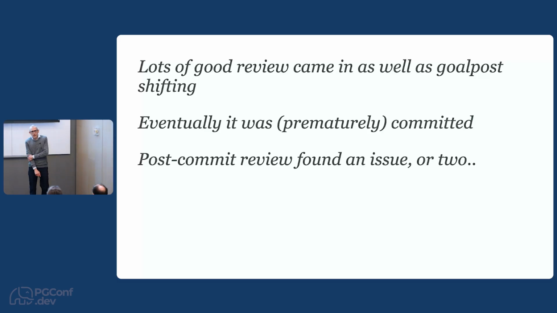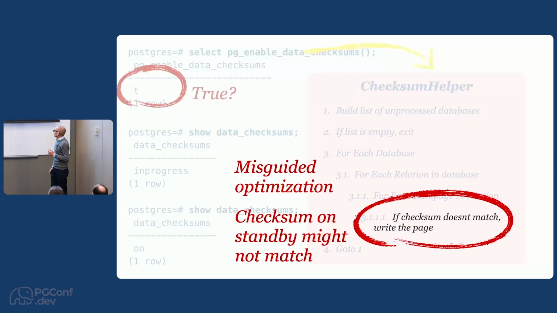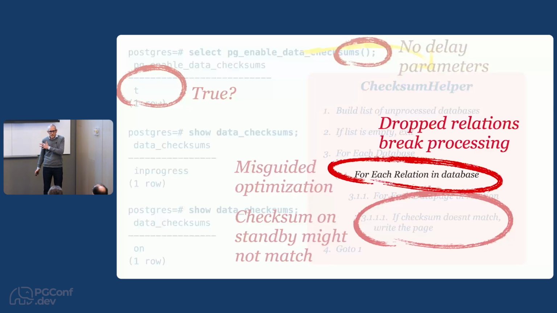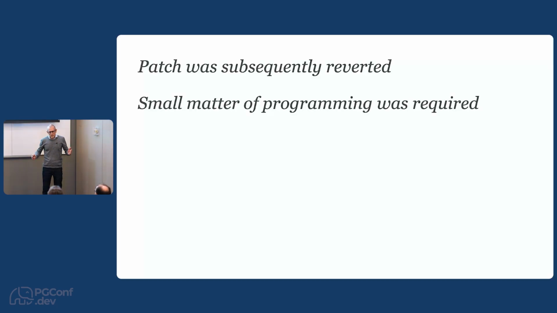So on this patch, we had a lot of good review coming through. We had some goalpost shifting, which was mostly at this point contained, and it was eventually committed prematurely. And post-commit review found a couple of issues with this. For example, why does it return true? It's not done. This optimization doesn't work. You can't change the throttling. That doesn't work, that doesn't work, that doesn't work. Like, nothing worked, really, unless you were on the happy path. So the patch was reverted, and a small matter of programming was required to fix this, and that only took roughly 7 years. But we're here now.